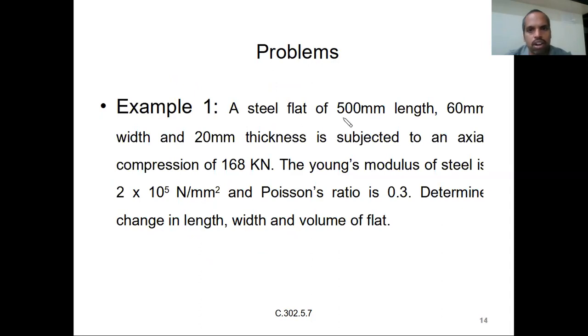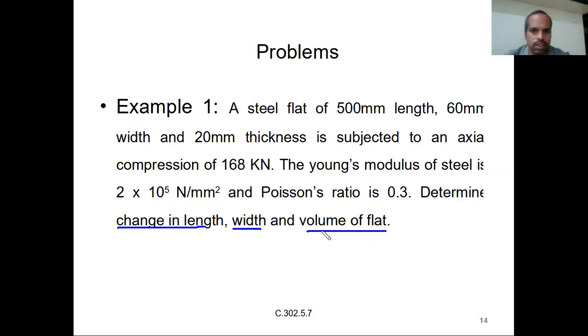A steel flat of 500 mm length, 600 mm width, and 20 mm thickness is subjected to an axial compression of 168 kilonewtons. The Young's modulus of steel is 2 into 10 to the power 5 Newton per mm square, and Poisson's ratio is 0.3. Determine the change in length, width, and volume of the flat.